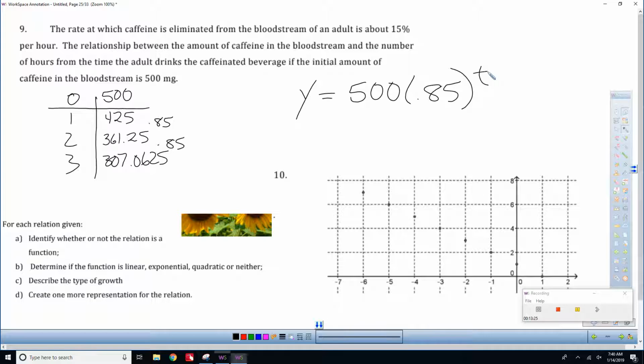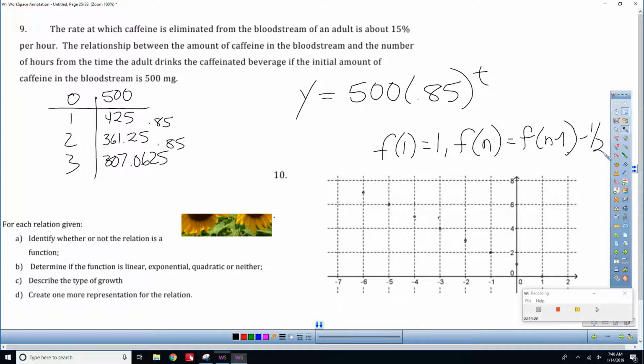Every time I go over 1, I go down a half. Over 1, down a half. Okay, so this is arithmetic. It's a sequence. It is a function because it passes the vertical line test. Let's say that f of 1 is 1. And to find any number, we take the previous number and we multiply it by a half. No, we subtract a half. And we subtract a half.